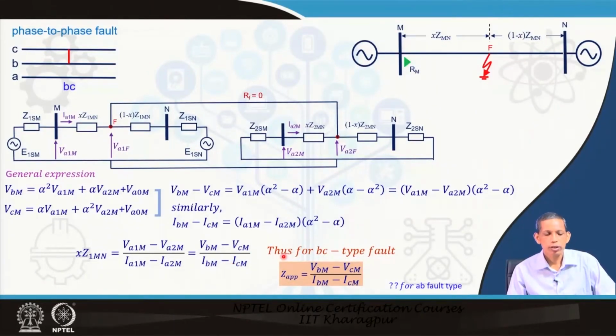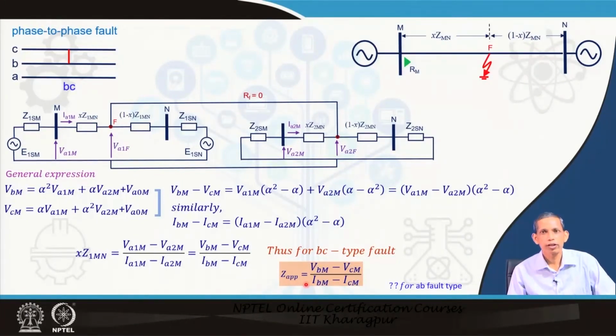So, we see here for the BC fault, the general expression for the Z apparent, because this corresponds to our Z apparent here as required by the relay, the positive sequence impedance of the fault point can be obtained from the measurements by the relay: phase B voltage minus phase C voltage upon phase B current minus phase C current. Note the fault type is BC fault, so we are using B and C voltages and currents for the expression for the Z apparent.